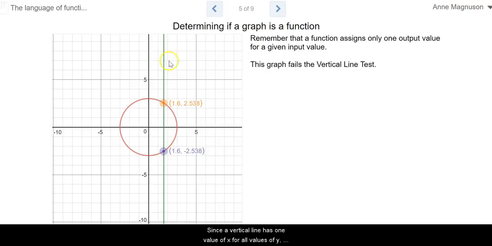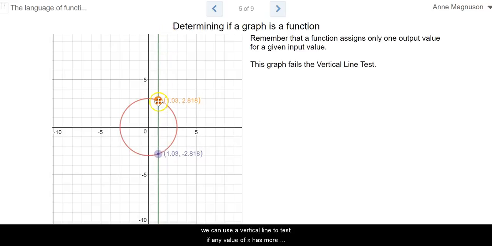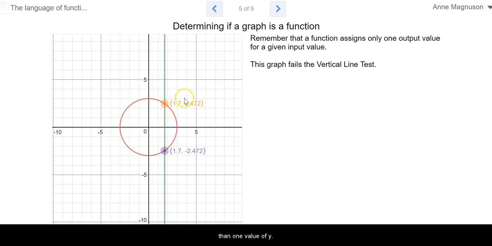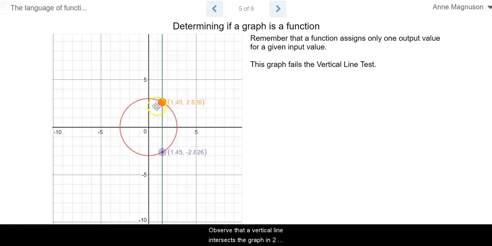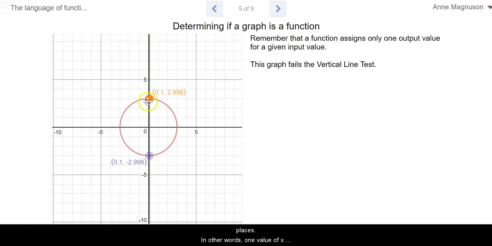Since a vertical line has one value of x for all values of y, we can use a vertical line to test if any value of x has more than one value of y. Observe that a vertical line intersects the graph in two places. In other words, one value of x has two values of y. This graph fails the vertical line test.